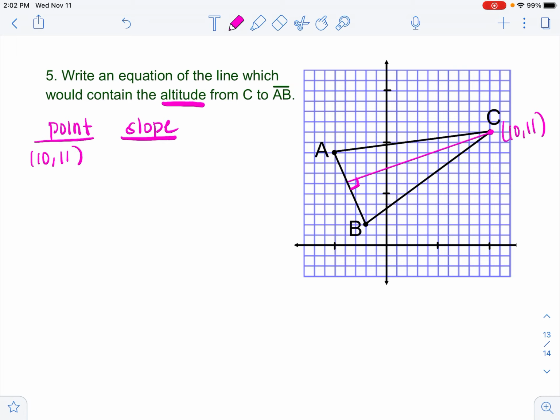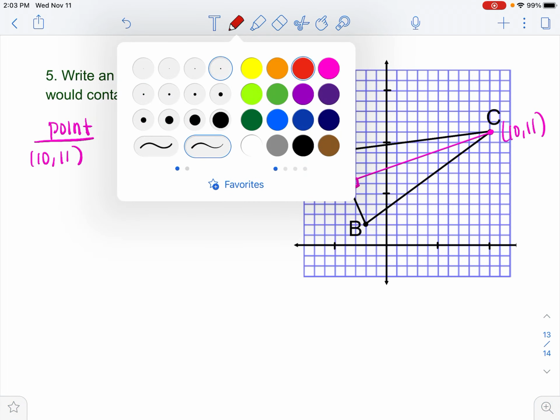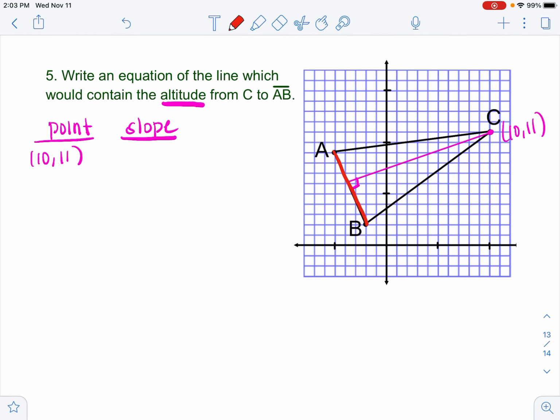I also need the slope of that line. Do I have the slope of that pink line? No. But I can find the slope of AB, which is perpendicular to it. So I'm going to find the slope of AB, and then I'll take the opposite reciprocal. So I need to know where A is at. A is at -5, 9. B is at -2, 2.